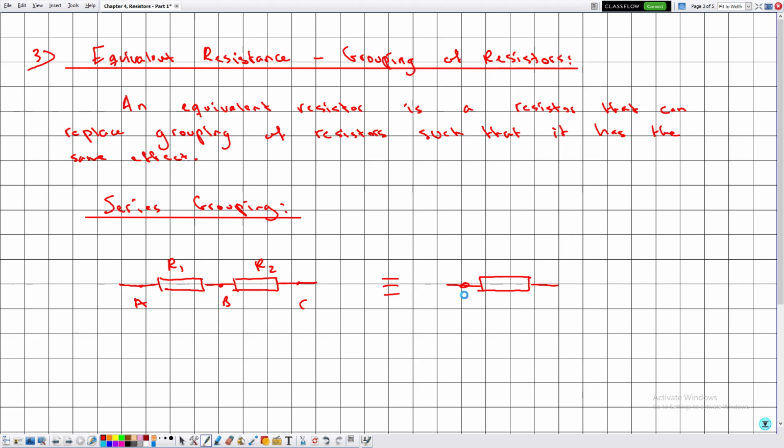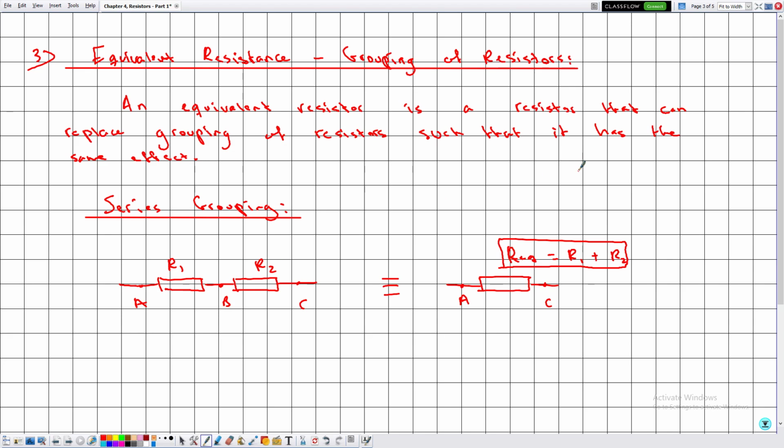So this is the point A, and this is the point C, and R equivalent in terms of R1 and R2 is given by R1 plus R2. Okay, so simply R1 and R2 can be replaced by a single resistance given by R equivalent is equal to R1 plus R2. Okay, and as you can notice, in this case the point B disappears.